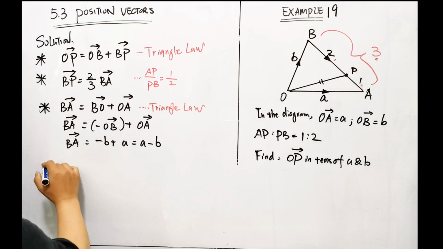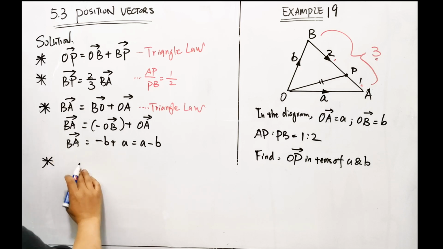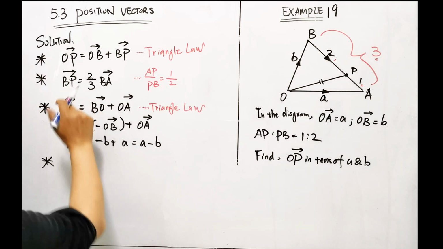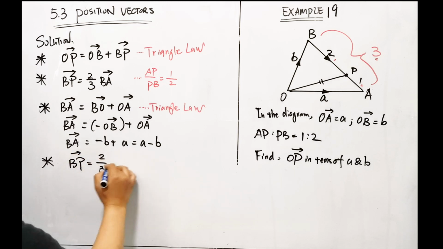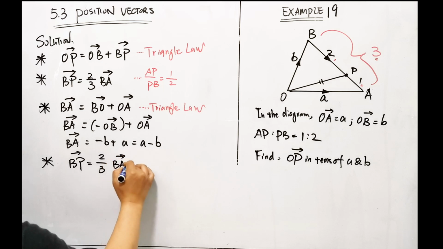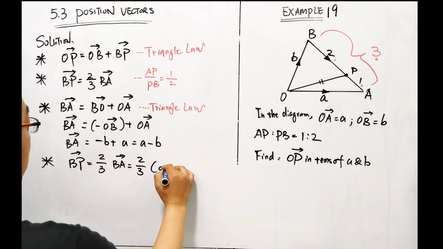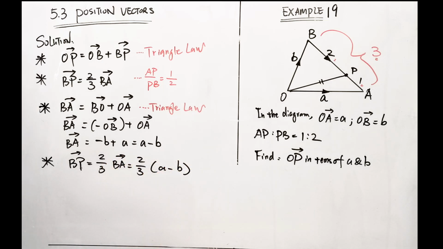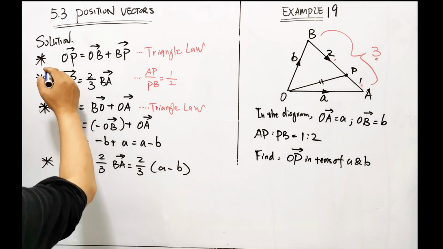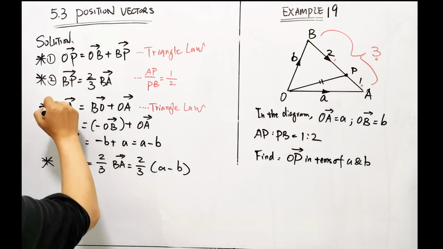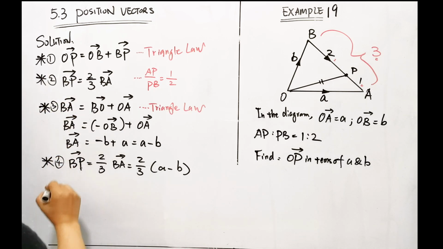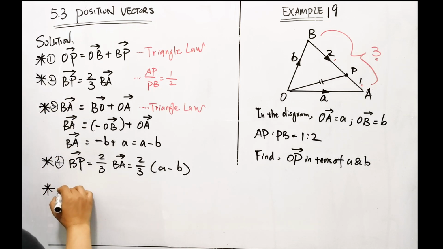So now we know the BA already. We just bring it over here. So BP equals 2/3 of BA, so it's 2/3 of A minus B, right? Now we have found the BP already. Okay, so let's bring it back to the first one.